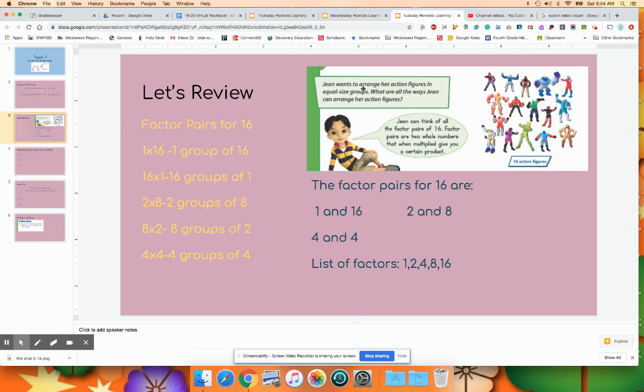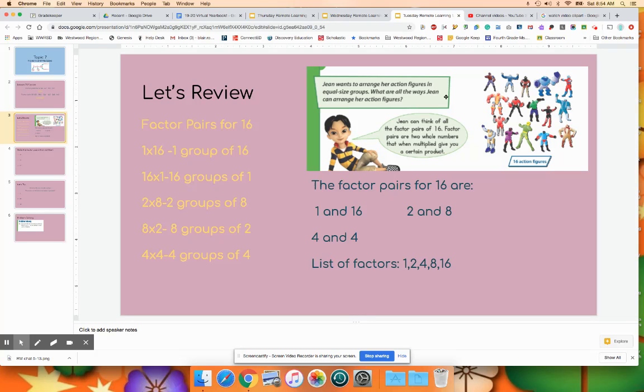Here, Jean wants to arrange her action figures in equal size groups. What are all the ways Jean can arrange her action figures? So she has 16 action figures. Think of it as arrays too, like all the different ways with rows and columns that she can make with her action figures. So they're really asking us for factors.